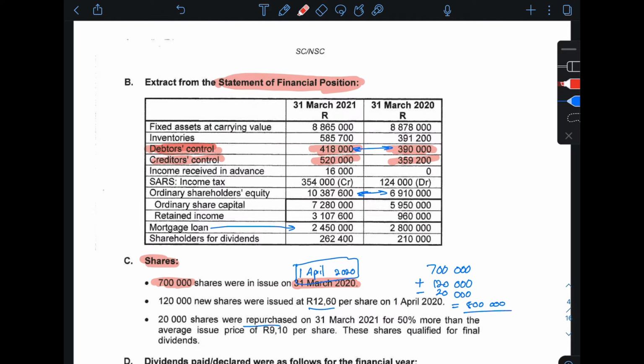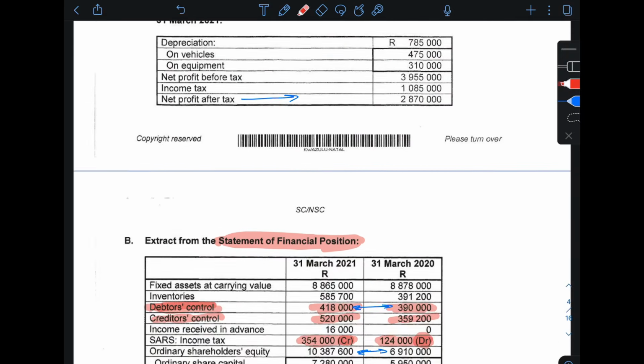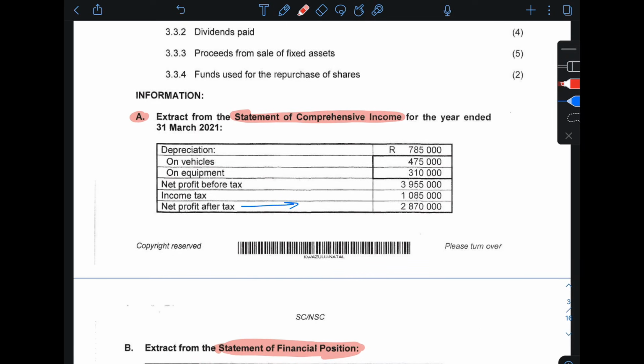Your SARS income tax, you had an opening balance of 124,000, which was on your debit side. All right, and now you had a closing balance of 354,000 on the credit side. This is very important. And then you move to your income tax from information A. Your income tax for the year is at 1,085,000. Let's see how much we paid.